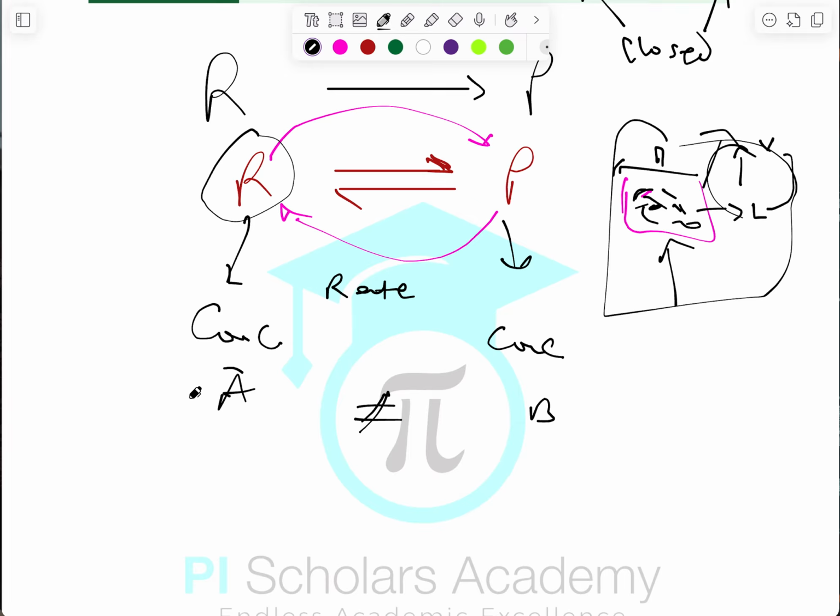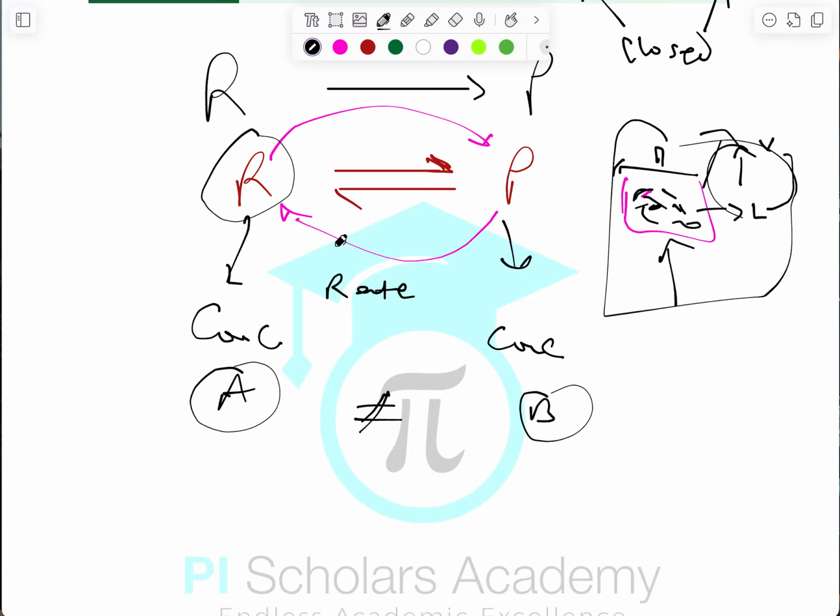It just means that the value of A and the value of B, these two values, simultaneously remain constant. And also, the last thing here is that the introduction of a catalyst does not actually affect the position of equilibrium.